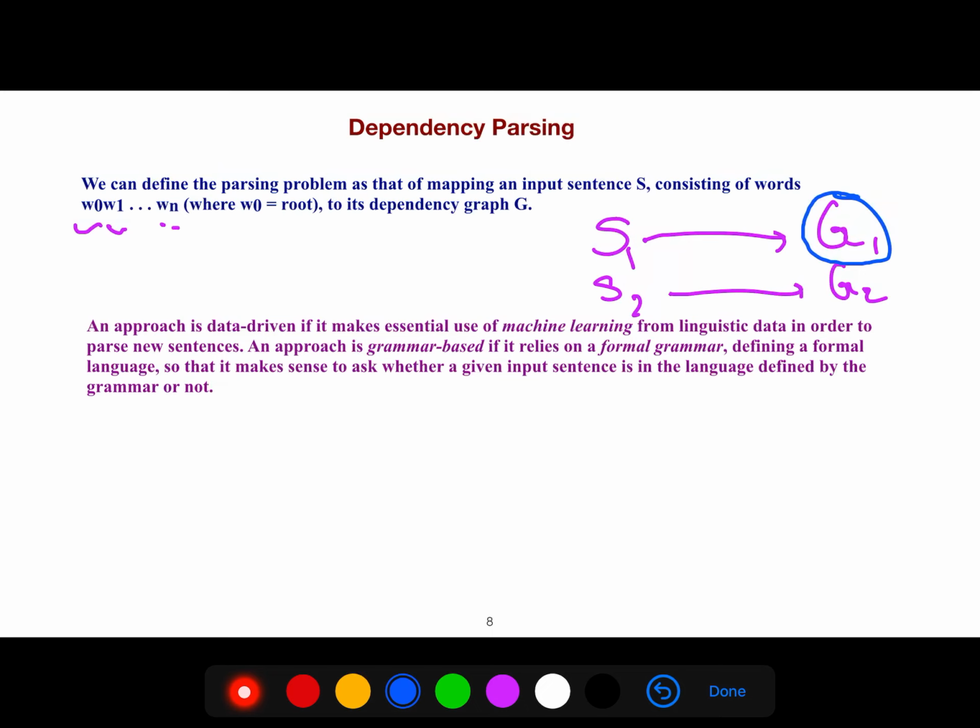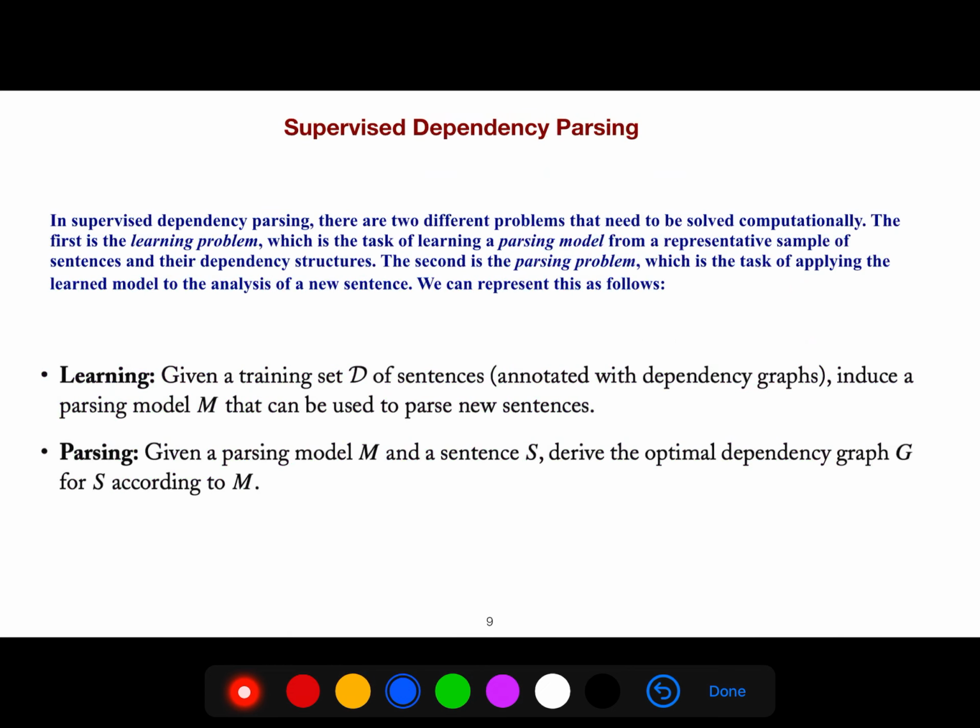An approach is data-driven, which I really like, if it makes essential use of machine learning from linguistic data in order to parse new sentences. An approach is grammar-based if it relies on a formal grammar. But how do you deal with things like Sanskrit? That's why the first and second approaches, transition-based and graph-based, are much more tractable, much more popular, much more beautiful. So we want to use supervised dependency parsing.